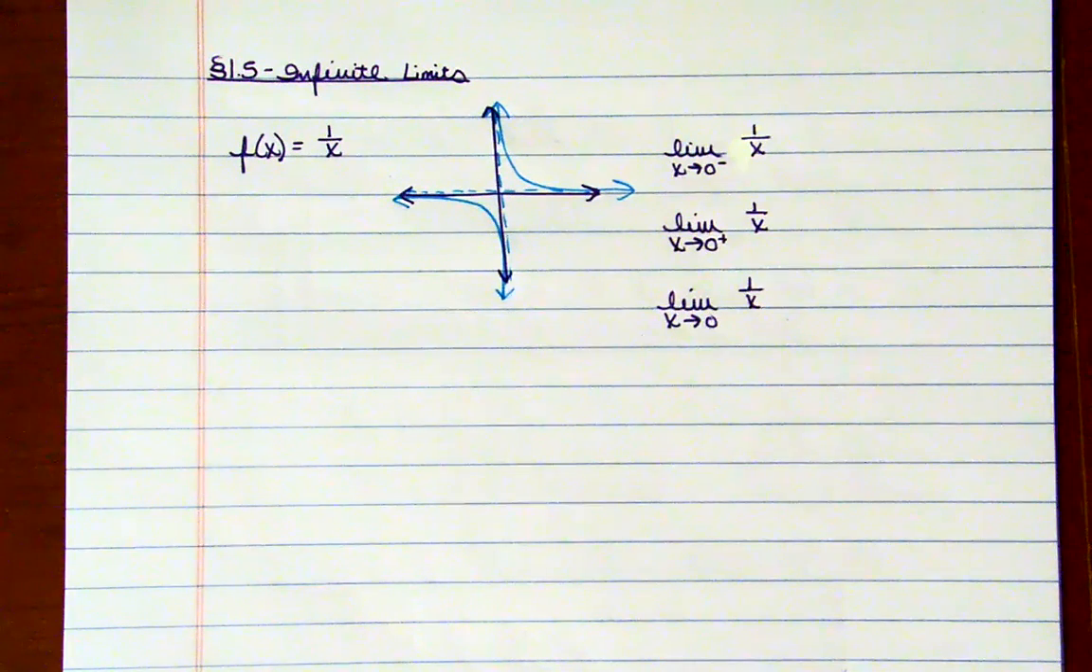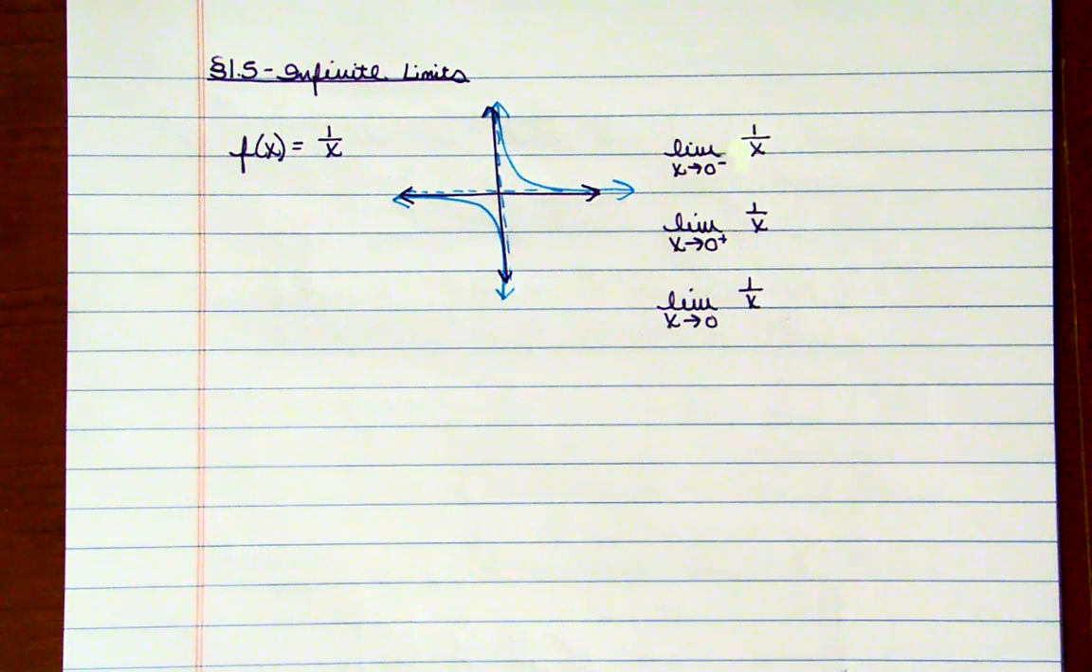Moving on to section 1.5, we're going to take a look at these things called infinite limits. And this section will be all about giving us the language to deal with vertical asymptotes. So far we've dealt with places where we're continuous, where there are holes, where there are jumps. Now we'll get the language for our vertical asymptotes.